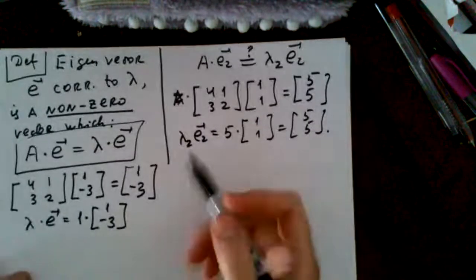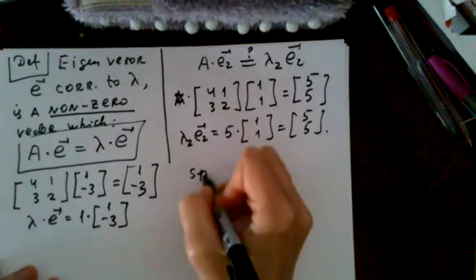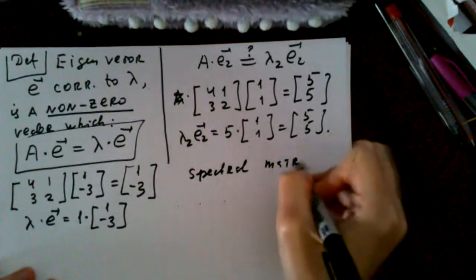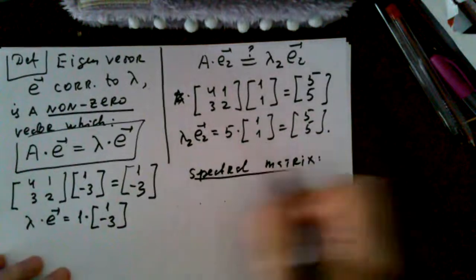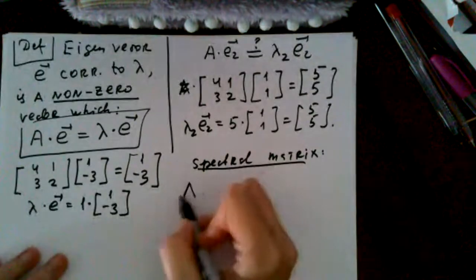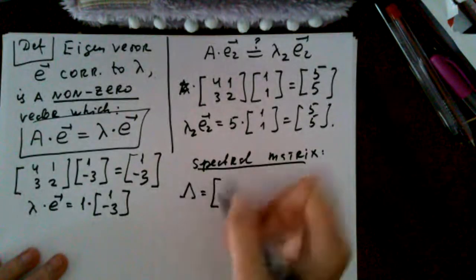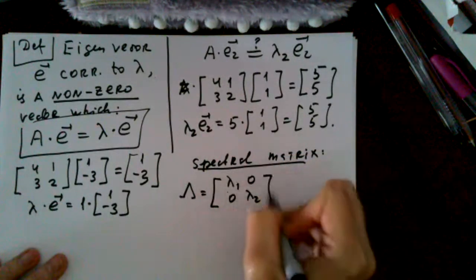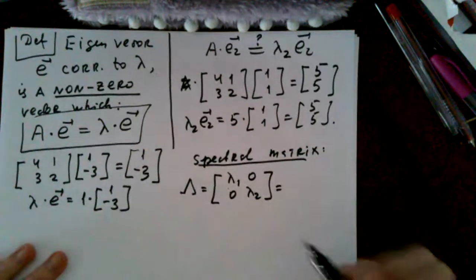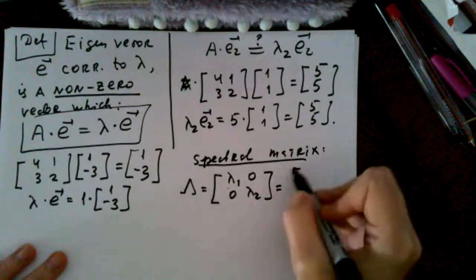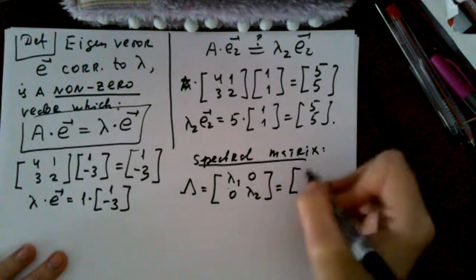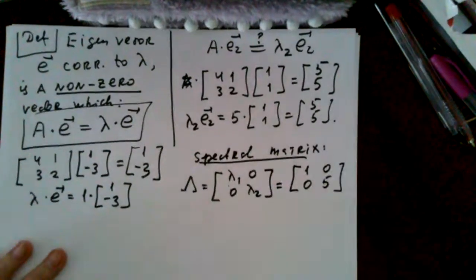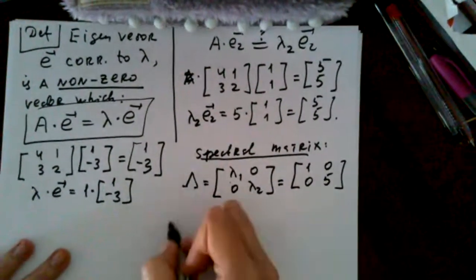Okay, and as for spectral matrix, let's write them down. So spectral matrix and model matrix. Let's discuss them once again because it's very important. Okay, what is spectral matrix? Spectral matrix is a matrix whose diagonal elements are lambdas and the remaining elements are all zeros. So in our case, it's 2 by 2, of course. So the first lambda was 1, then 0, and the second lambda was 5. So that's how spectral matrix looks like in this case.